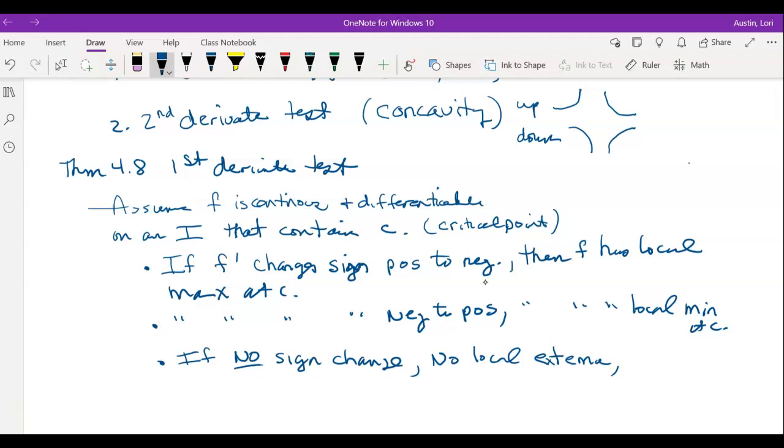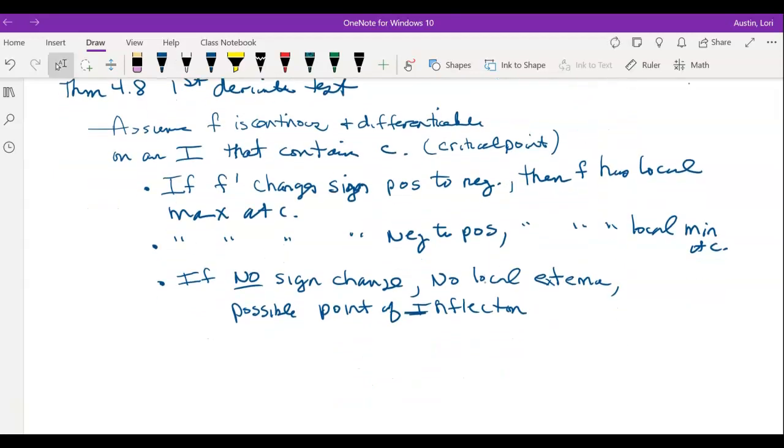Likely a point of inflection. And that's something, if your graph is going like that. Do you see it? If your graph looks like this, positive, positive, positive. Oop, I'm hitting f prime equals 0. Positive, positive, positive. That's what I mean by that, okay? So that's your first derivative test.